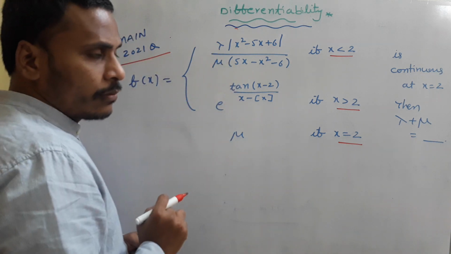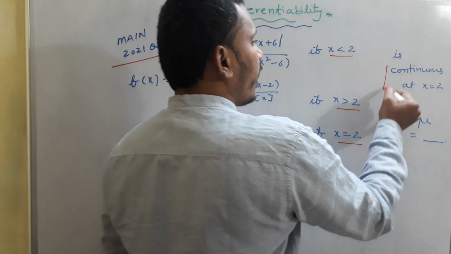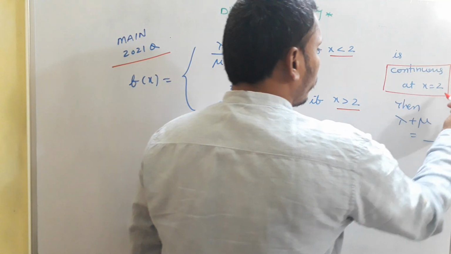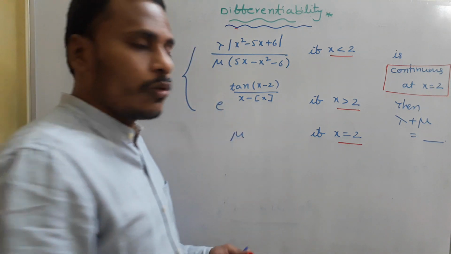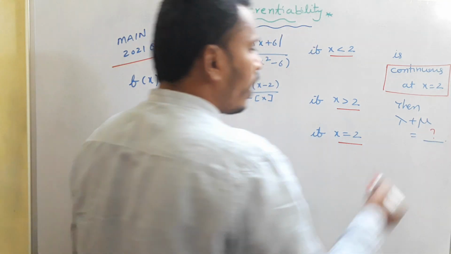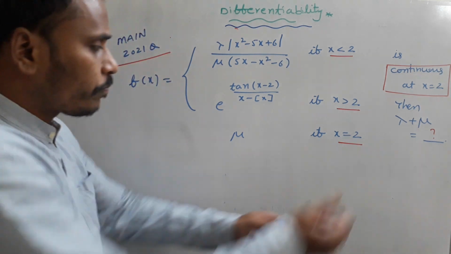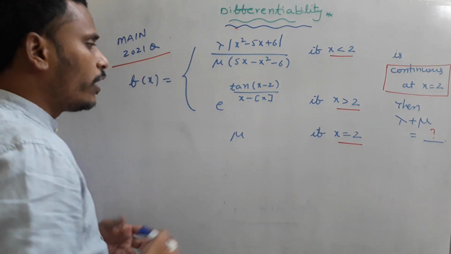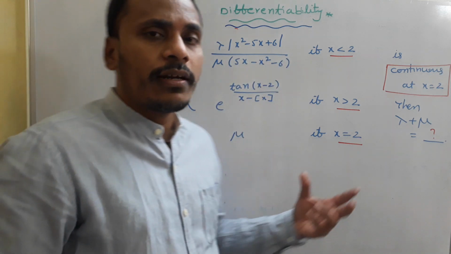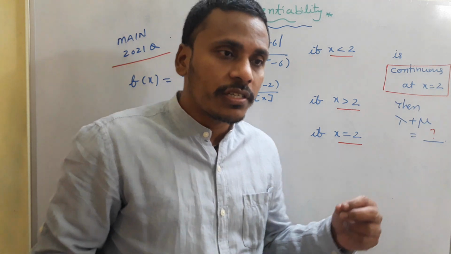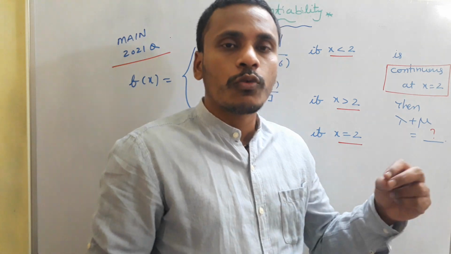And simply f of x value is mu if x is equal to 2. This function with this particular definition is continuous at x equals 2, that is given. So using this continuity of the function at x equals 2, we need to find the value of lambda plus mu. That's our task now. It's a very simple continuity problem, and we need to use limit concept to find left limit and right limit. We know that a function is continuous at x equals 2 if left limit equals right limit equals functional value.